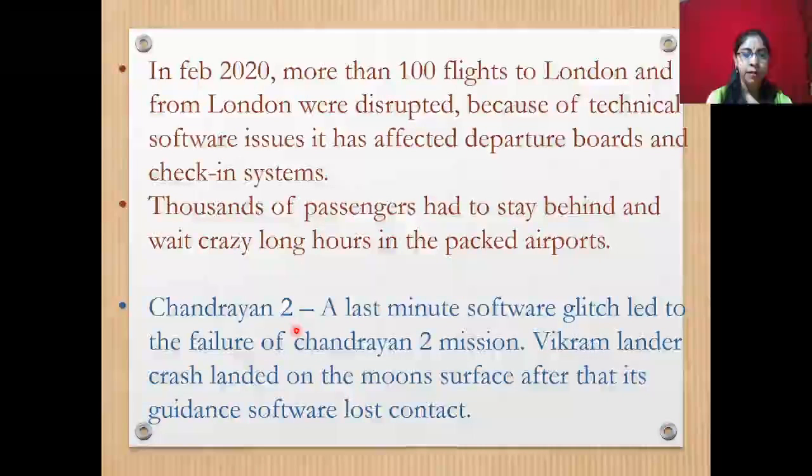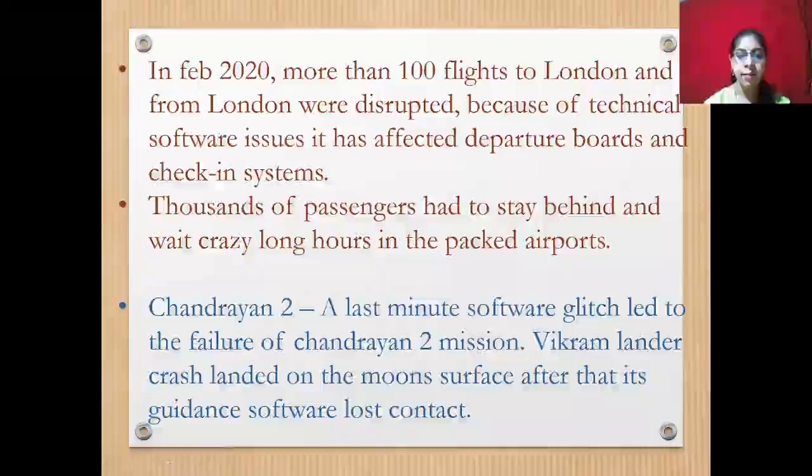The recent example is Chandrayaan-2. Even this was a last minute software glitch that led to the failure of the Chandrayaan-2 mission. The Vikram lander crash landed on the moon surface. After that, its guidance software lost contact. Okay, so even though the Chandrayaan-2 mission was successful, at the last moment, due to a software glitch, the Vikram lander crashed on the moon surface and lost contact with the guidance software.